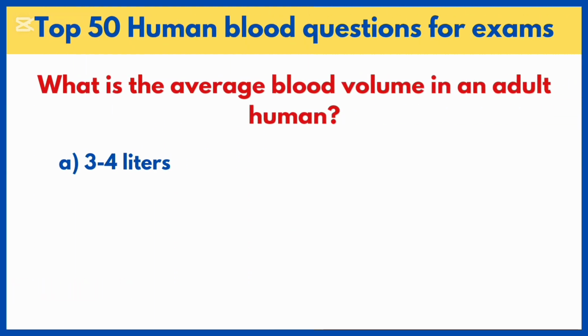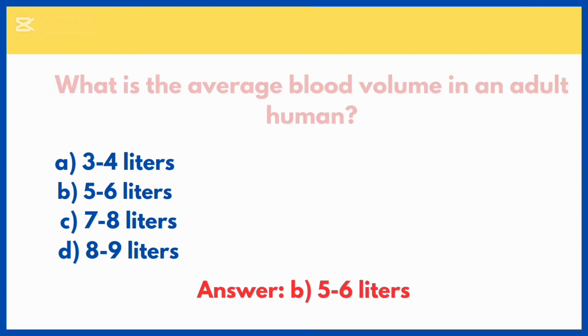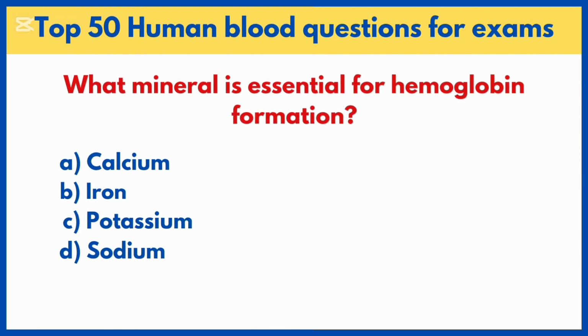What is the average blood volume in an adult human? Correct answer is option B, 5 to 6 liters. What mineral is essential for hemoglobin formation? Correct answer is option B, iron.